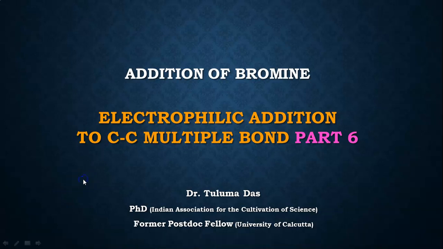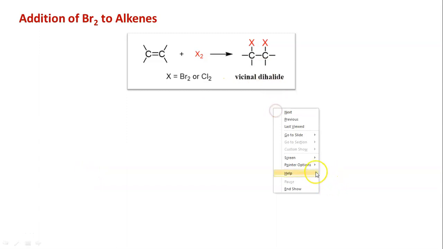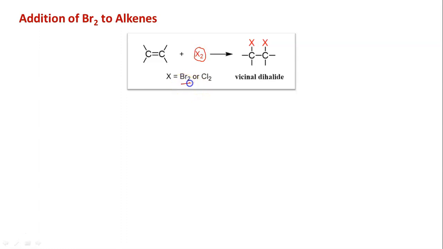Hello friends, so now we have reached part 6 of electrophilic addition to CC multiple bonds. Today's topic is addition of bromine to CC multiple bond. So, addition of bromine to alkene. Here we have a general structure of alkene and we are using X2 halogen. This may be Br2 or chlorine, but mostly it is bromine, and X will be added to the CC bond.